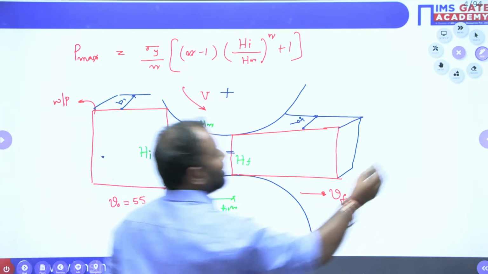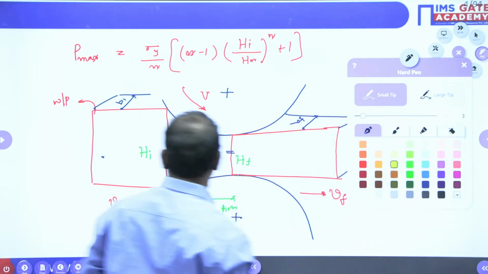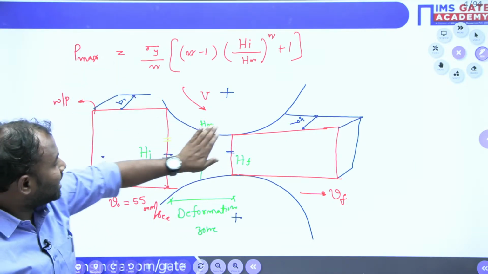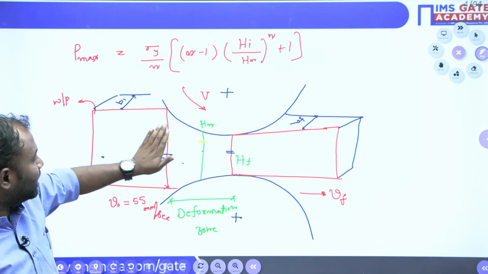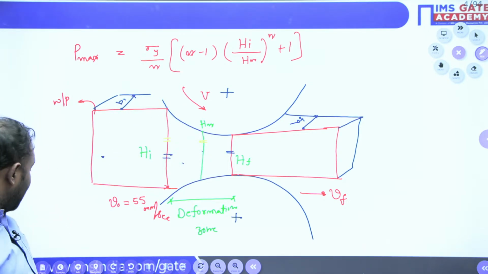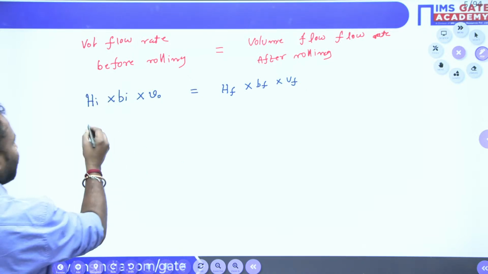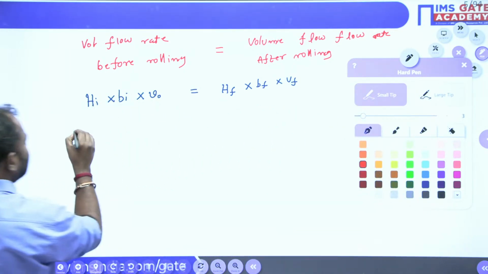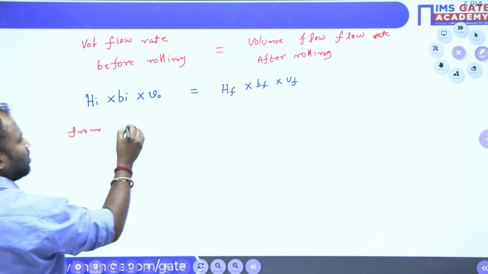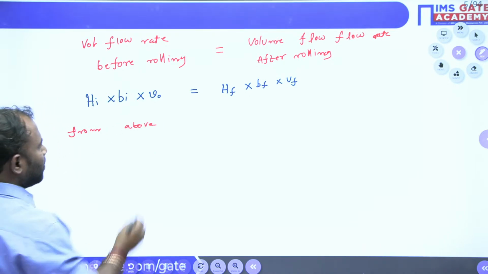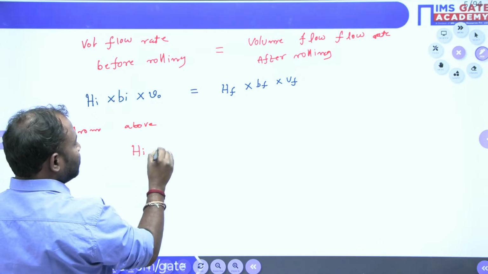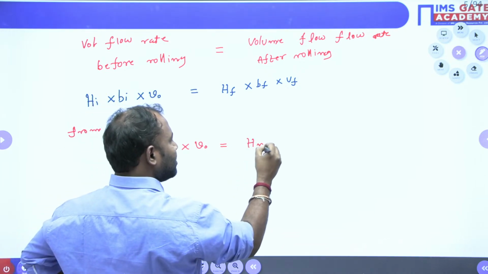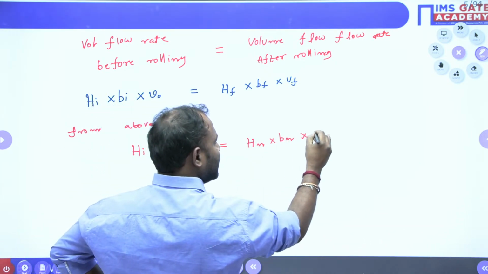Now I am going to plot the same volume flow rate between these two. The volume flow rate in the deformation zone is constant, na? That is why the volume flow rate in the beginning and the volume flow rate at the neutral point are both the same. So from the above, H initial into B initial into V naught is equal to Hn into Bn into V. Why?